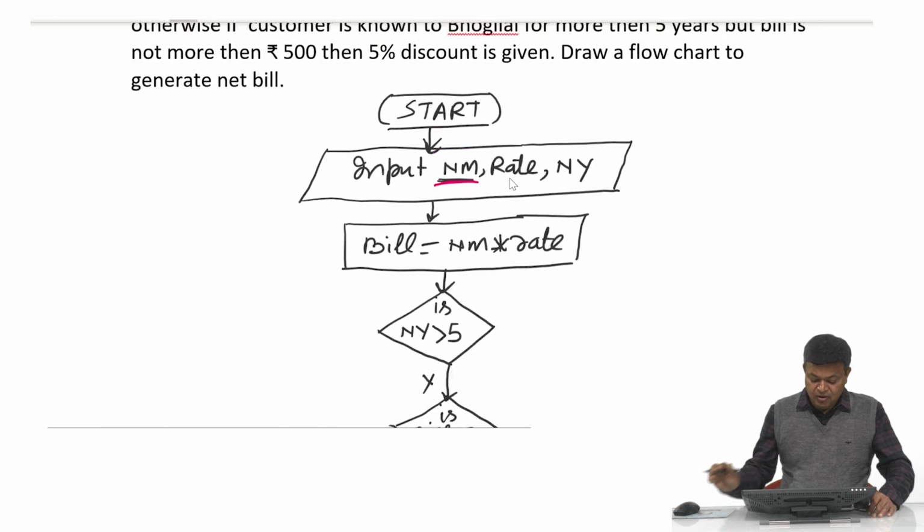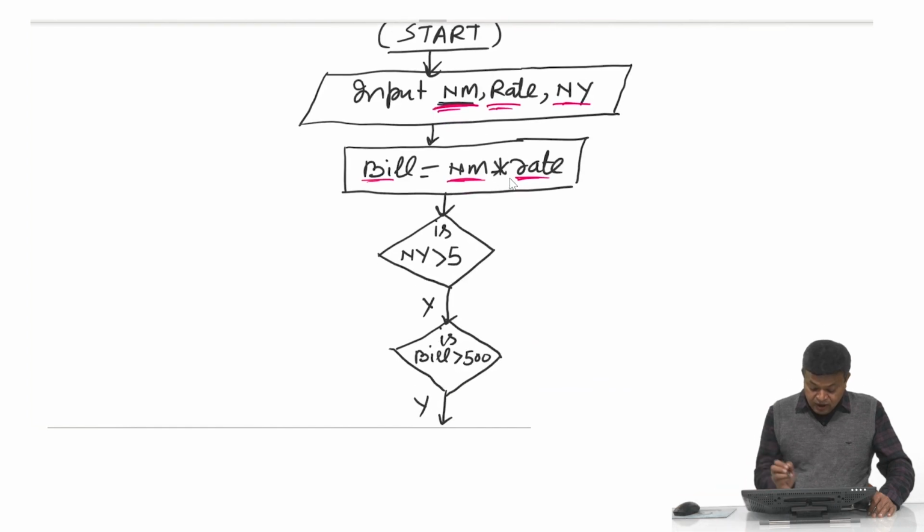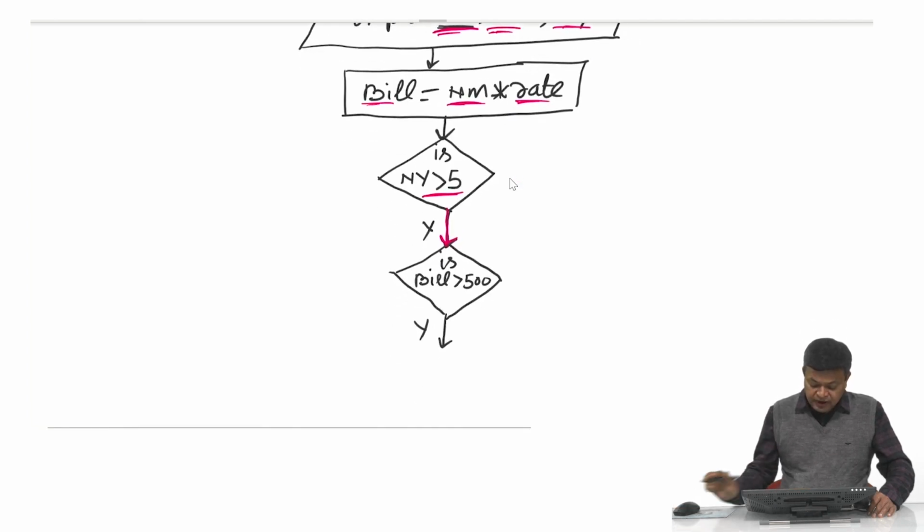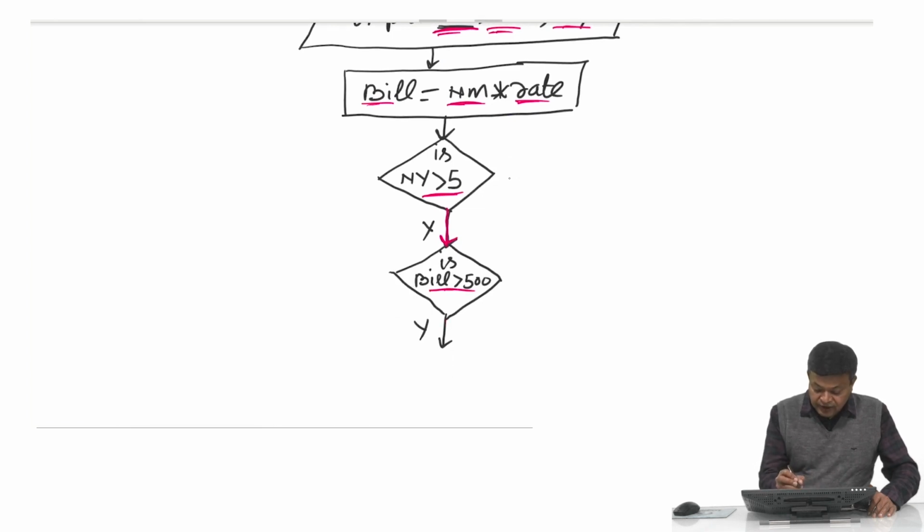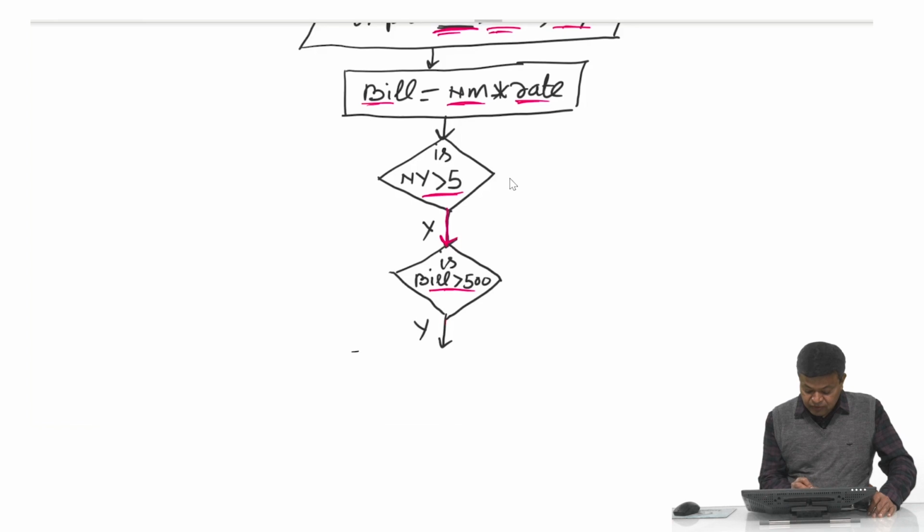Okay, I am repeating. First of all, we are inputting number of mangoes, rate per mango and number of years. Then we generated the bill. Bill is equal to number of mangoes into rate. Now, we are checking, is number of years Bhogilal knows the customer greater than 5? Yes. Is bill greater than 500? Yes, it means he gets maximum discount, that is 10% discount.